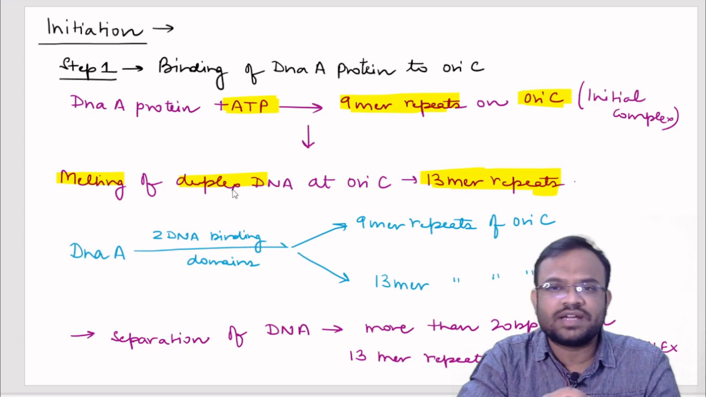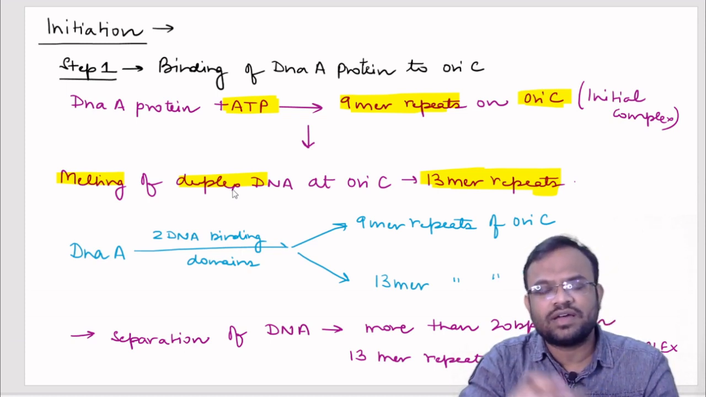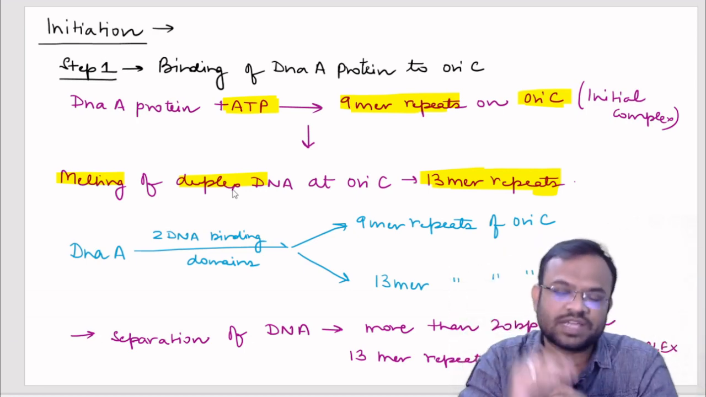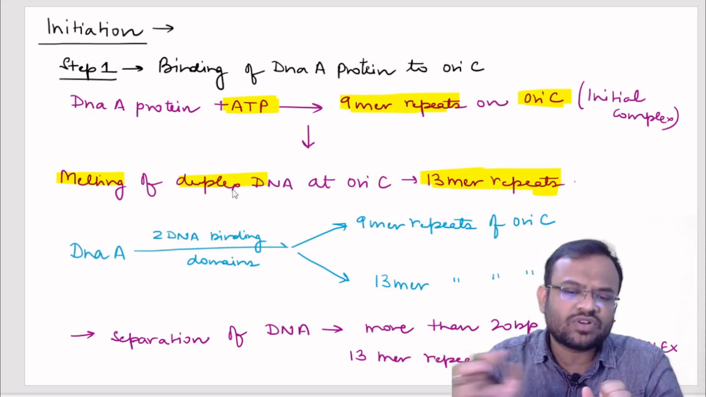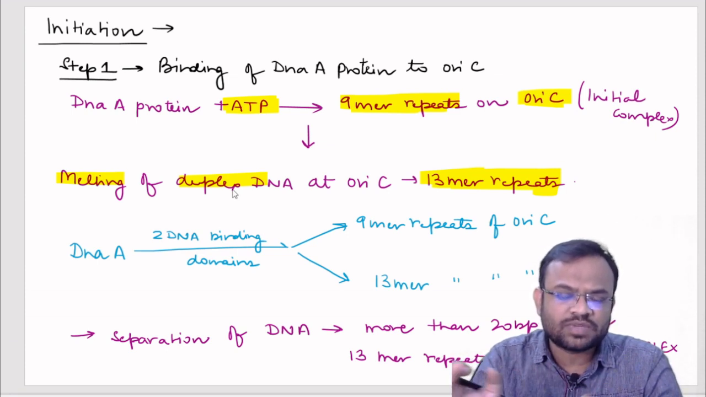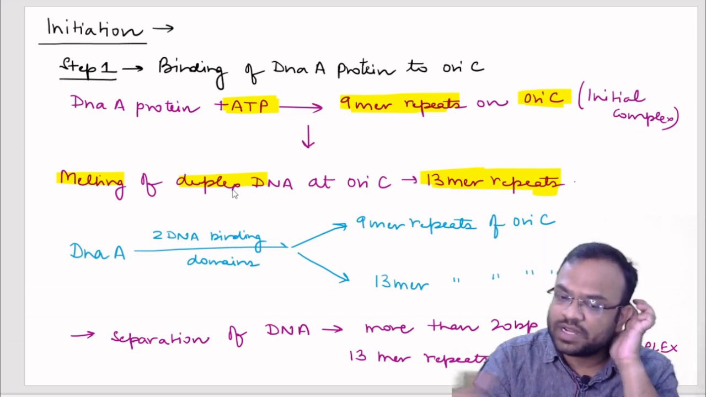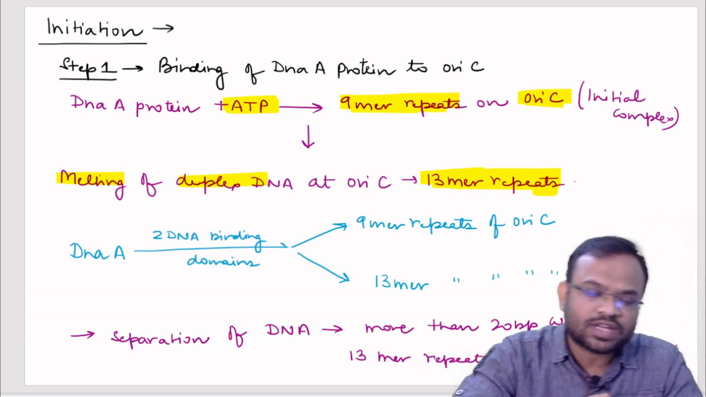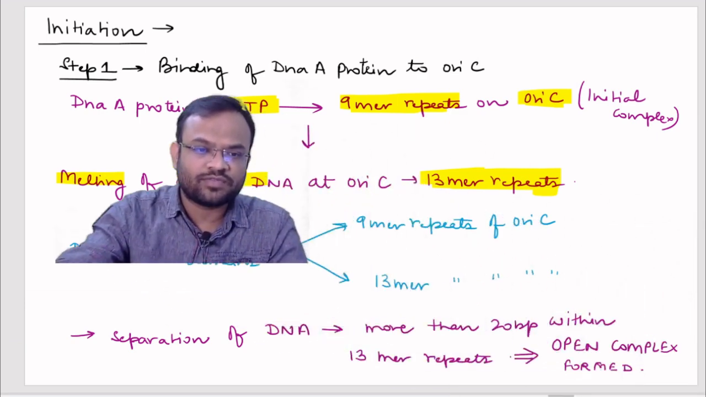Now, as I initially said, DnaA has 2 DNA binding sites. With these 2 DNA binding sites, it binds to the 9-mer repeats and also to the 13-mer repeats simultaneously. Now, coming to the next point, separation of DNA, more than 20 base pairs within the 13-mer repeats, and open complexes are formed. So that is what I just explained, that at the 13-mer repeat site, around 20 base pairs open.